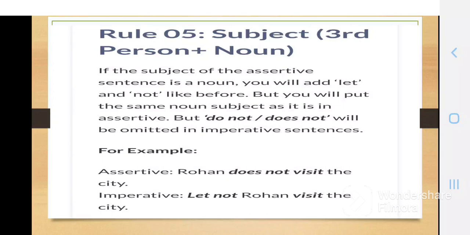Okay. Next is rule number 5. Here, if the subject of the assertive sentence is a noun, you will add let, and not like before, but you will put the same noun subject as it is in the assertive sentence. But do not or does not will be omitted in imperative sentences. If we take an example here: Rohan does not visit the city. So you won't use do not or does not here. What you will use here: Let not Rohan visit the city.